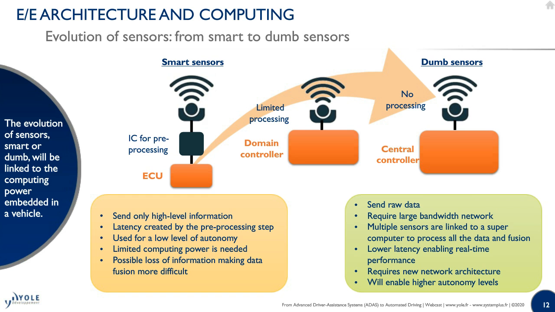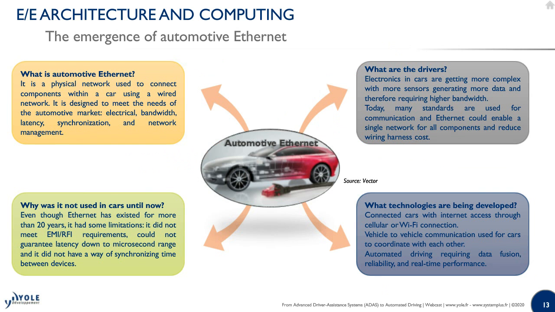On the next slide, slide 13, just to mention that the Ethernet network is coming and is one type of network that will enable to send all the data generated by sensors because the Ethernet network has a higher bandwidth compared to the classic networks that are today found in vehicles. And we expect that Ethernet will be more and more used in the next years.